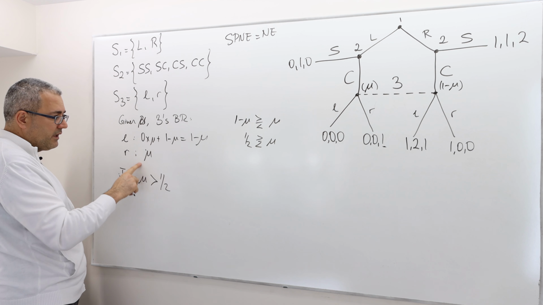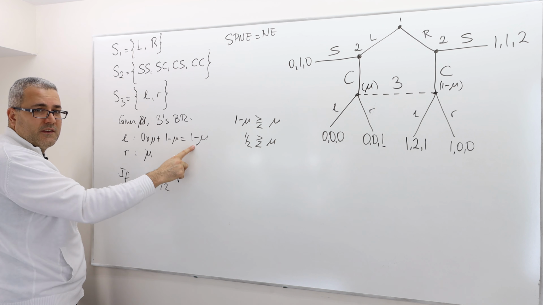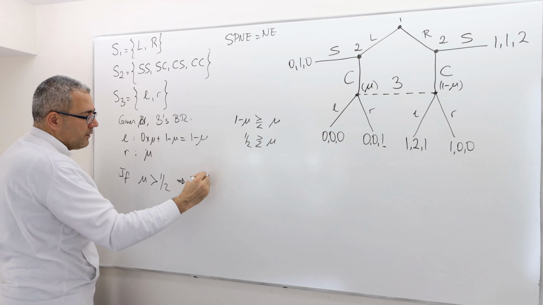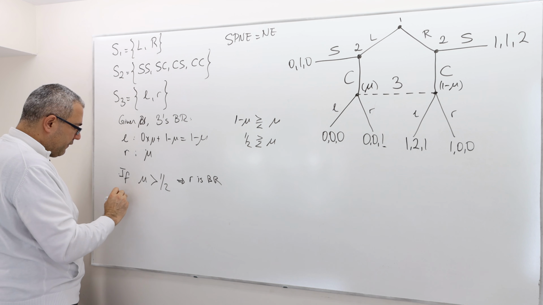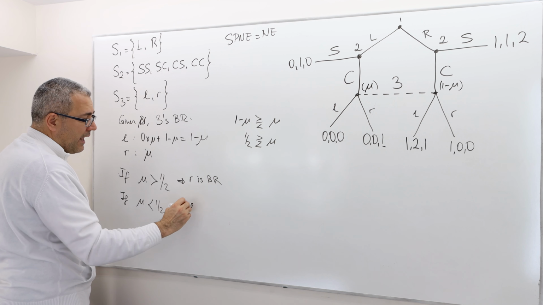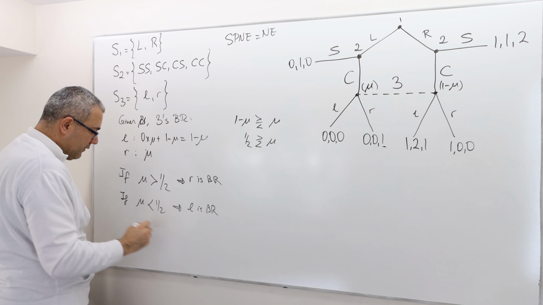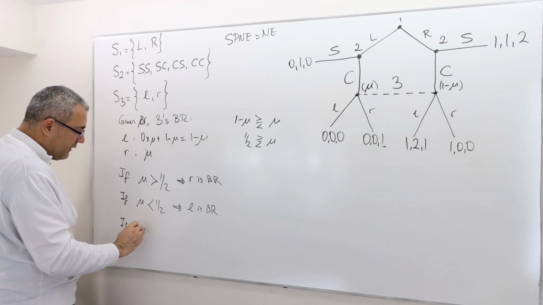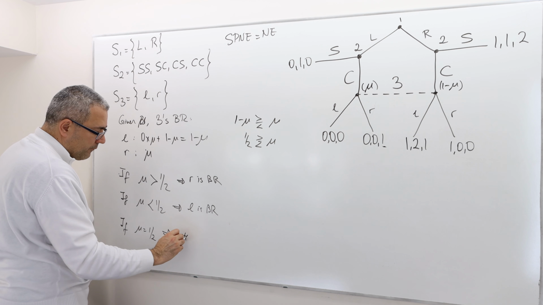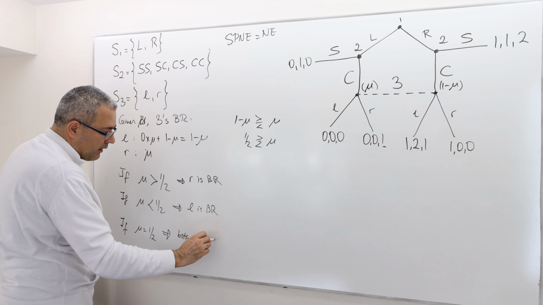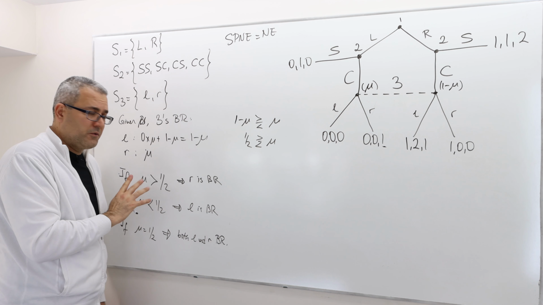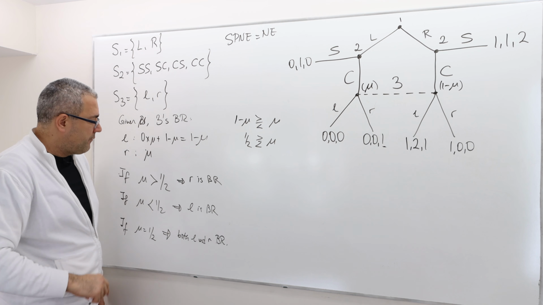So if mu is greater than 1/2, R brings higher expected payoff. So therefore R is his best response. If mu is less than 1/2, then L is his best response. If mu is exactly equal to 1/2, then both L and R are best responses. Here, only R is the best response. Be careful. Okay?